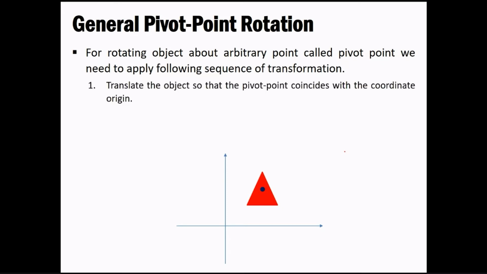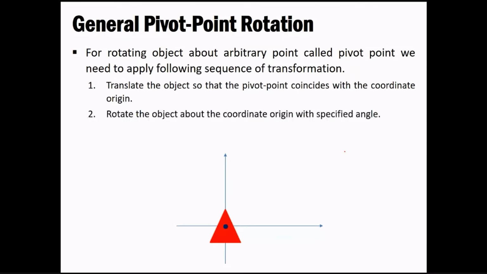The first thing you need to do is translate the object so that the pivot point coincides with the coordinate origin. So you take that object out of the given location and put it on your origin. You have to coincide it with your origin, so it will look like this: take it out of that location and put it over here. You can perform it with the help of the translation operation, which is what we do in translation.